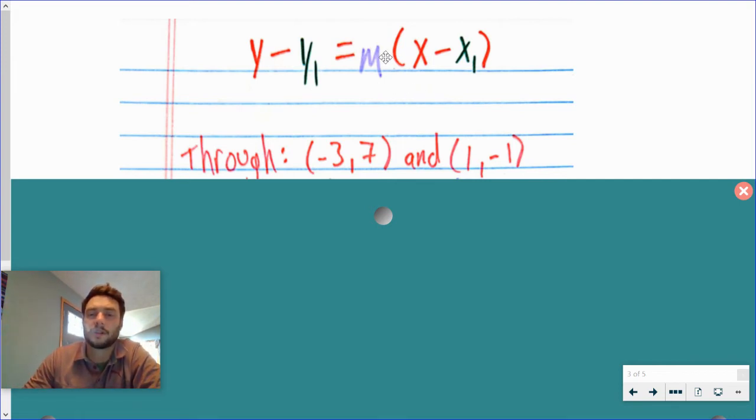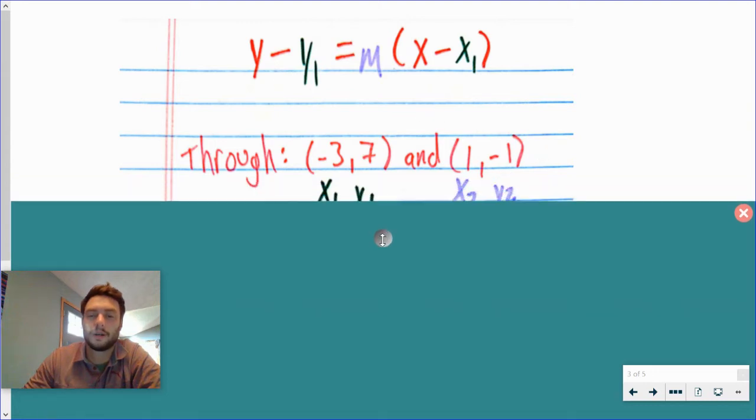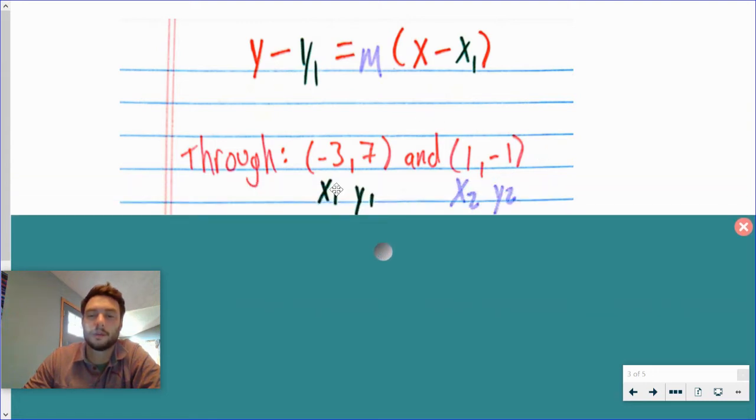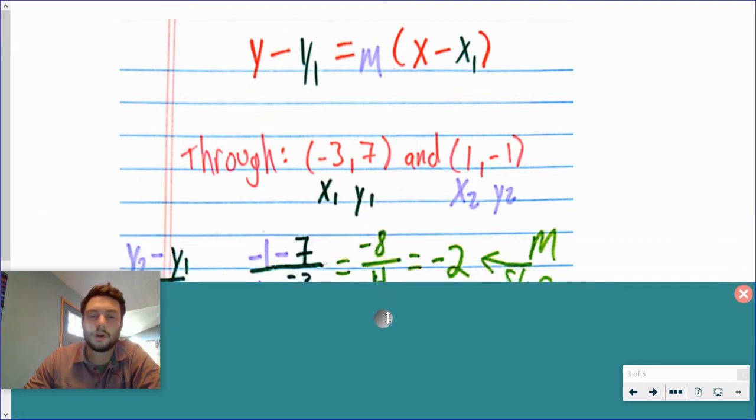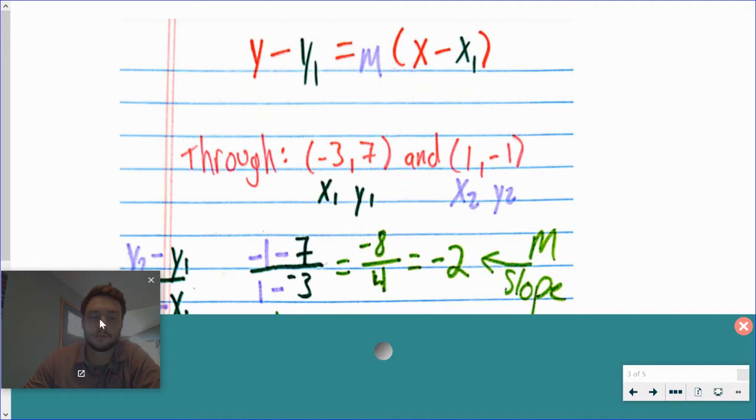But we need the slope. We're not given the slope, right? We have just 2 points here. So what are we going to have to do? Well, let's label x1, y1, and x2, y2 so that we can plug this into our slope formula.